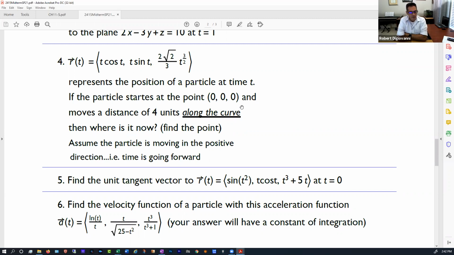Okay, so here I give you r(t). It's a position. It represents the position of a particle at some point in time. So you have this position function. If the particle starts at the point (0, 0, 0) and moves a distance of 4 units along the curve, then where is it now? So it's starting at the origin, it's moving along this curve, and it moves 4 units, and I'm asking you to give me the point in space that it's now sitting at.